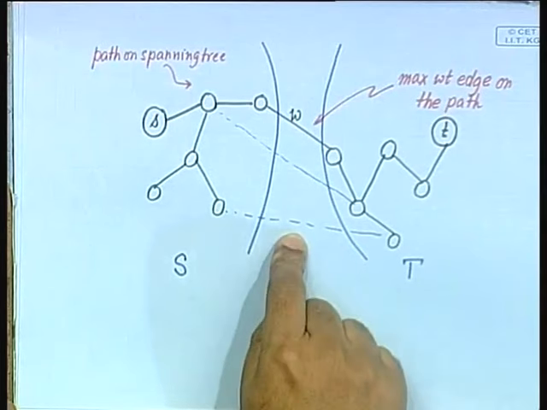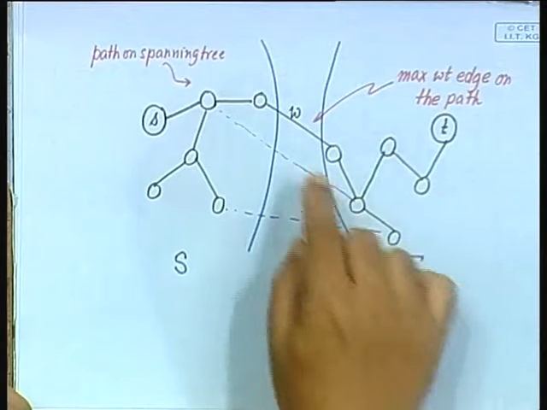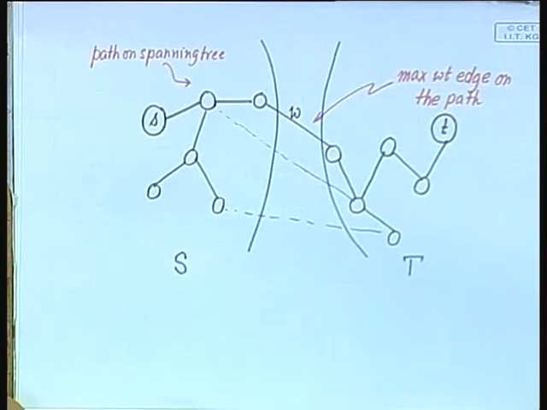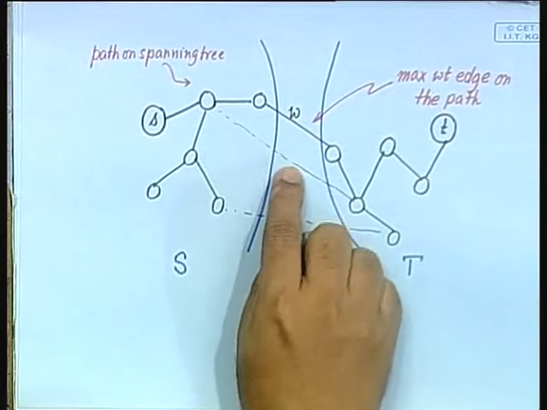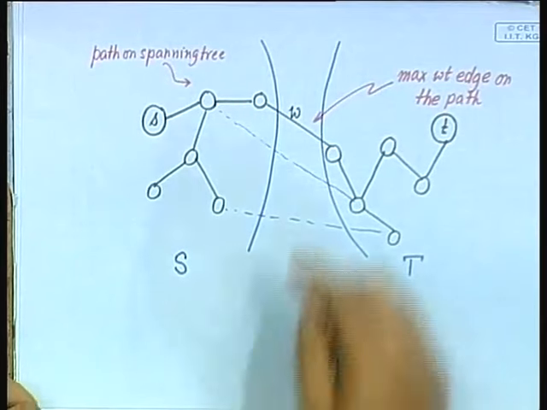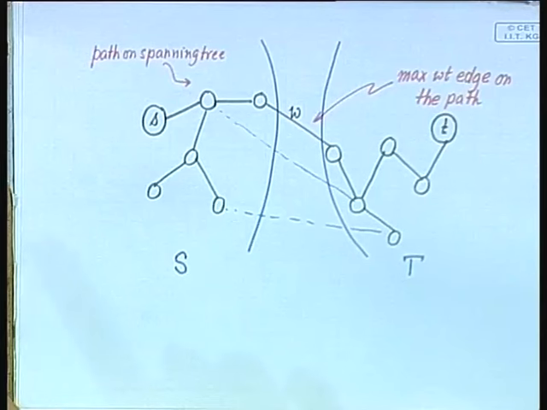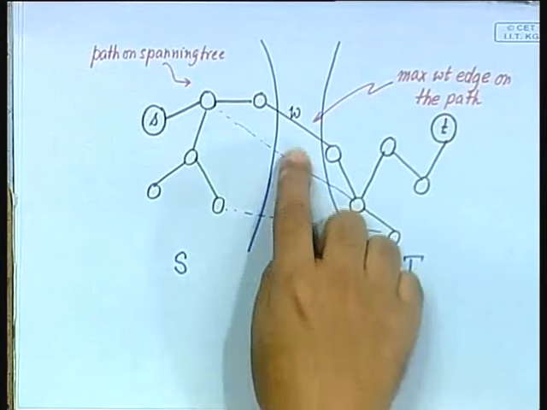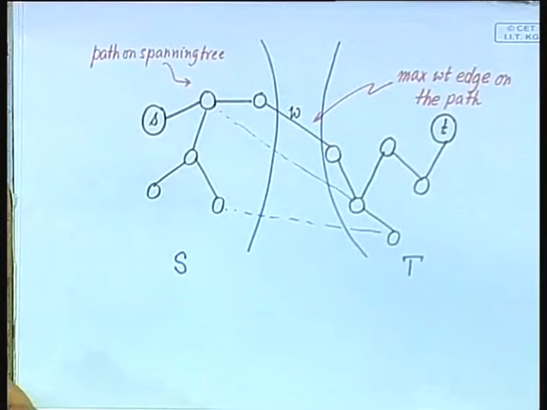Now, what I claim is that among the edges that are going from S to T, W is the one having the minimum cost. Why? Because if there was any other edge which has a cost less than W, then I could have removed W and put that in and got a spanning tree of lesser cost. It could be the only edge also. But if there is any other edge, that edge will also have cost at least W.